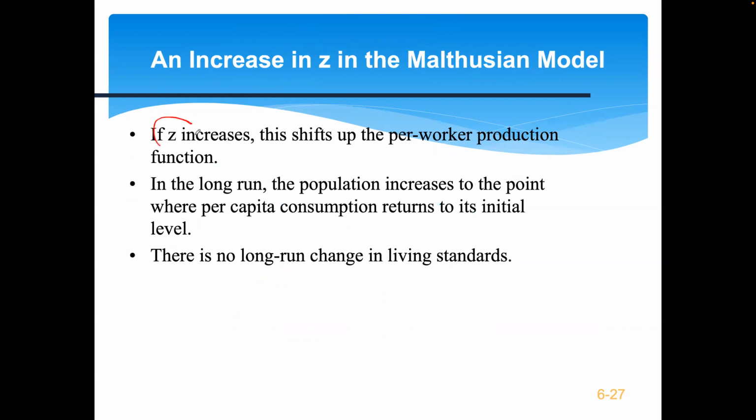Just imagine if Z increases. Again, you interpret this as we find a new breed of crops, we find fertilizer, we find a perfect animal to domesticate. All right, so now Z increases, and this is going to shift out the per worker production function. Z increases, that's going to shift up Z times F of L. So this means C is going to increase.